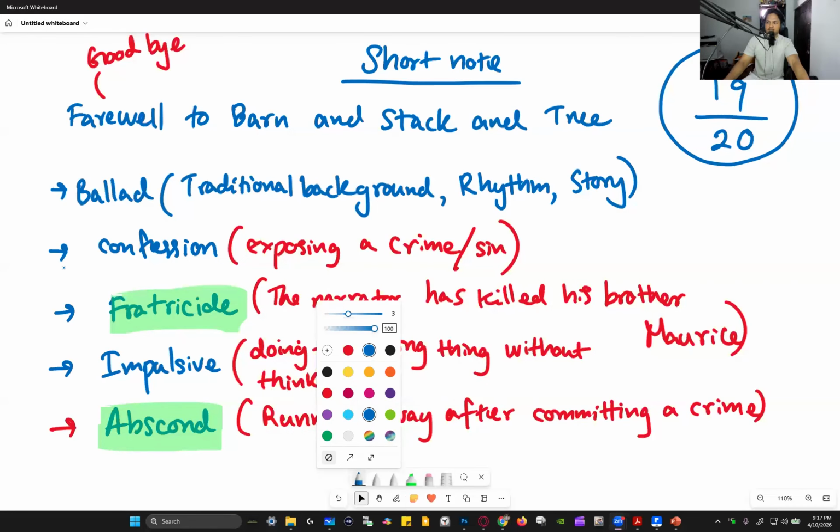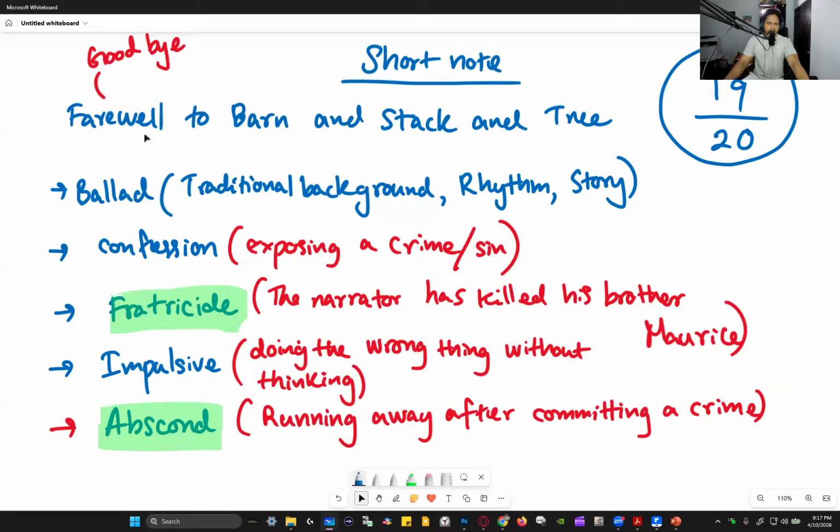Let's jump back. You guys can take a screenshot of this. These are all important ideas that you have to learn to get full marks for Farewell to Barn and Stack and Tree. After this, we are going to take a look at the poem, but we have covered all of the theory by now.